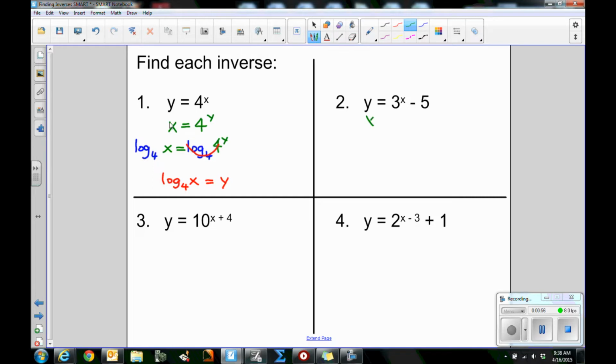Number 2, switch x and y. As a first step, add 5 to both sides. Take the logarithm of both sides. I would use a base 3. Put parentheses around everything that existed on the left side of the equation before you took the log base 3.